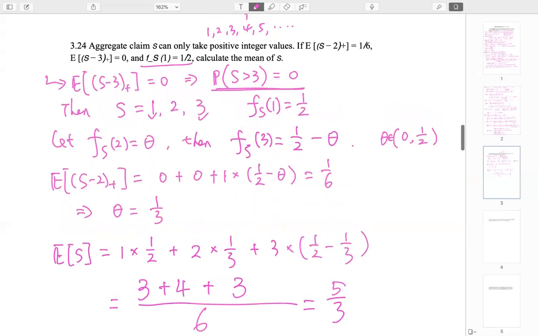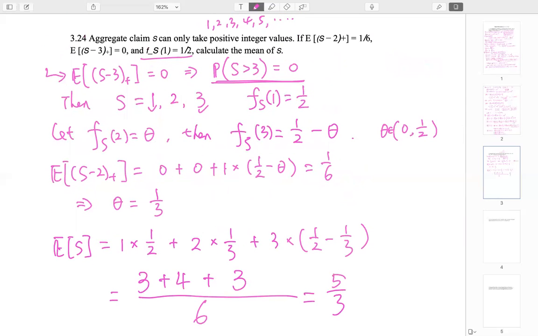This one is a little technical, right? The key is to really use this piece of information well. If you are able to get this step, the rest is actually easy, right? So the real tricky part of 3.24 is to fully understand this piece of information. Okay.